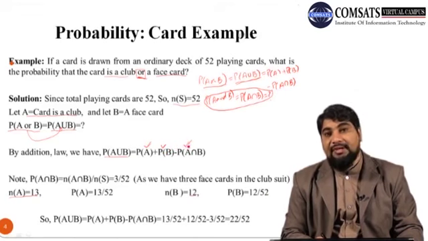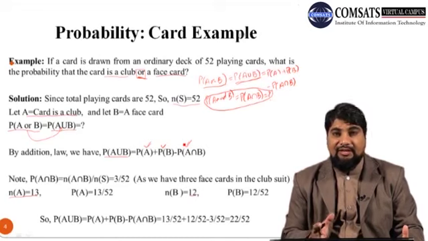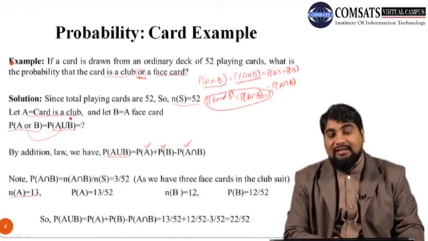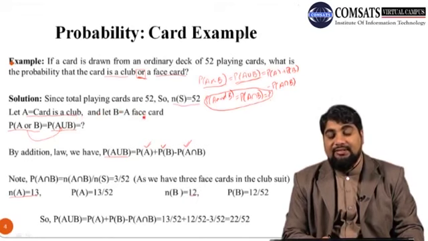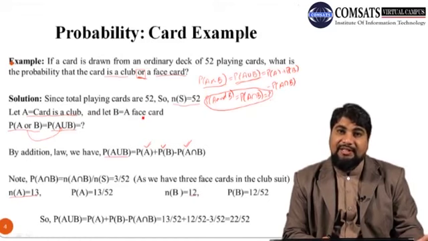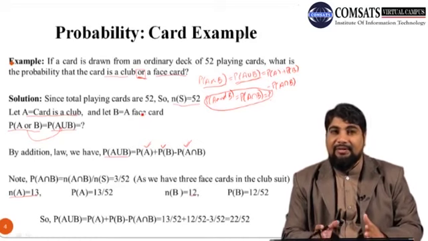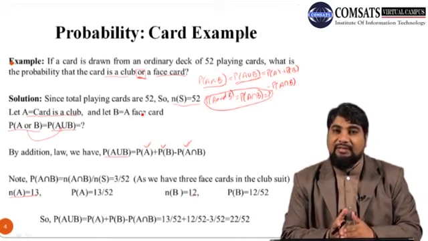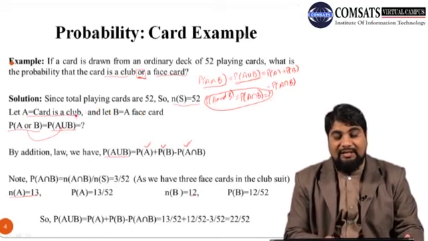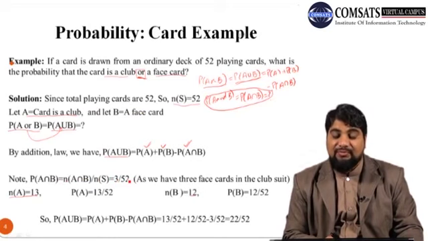Now we need to calculate probability of A intersection B. Intersection means those cards which are in A as well as in B. A is that the card is a club, B is that the card is a face card. Since there are 12 face cards, 3 cards in each suit, diamond, hearts, spade and club, there are 3 cards which are common: they are face cards as well as they belong to the club. So A intersection B is 3, and probability of A intersection B is 3 out of 52.